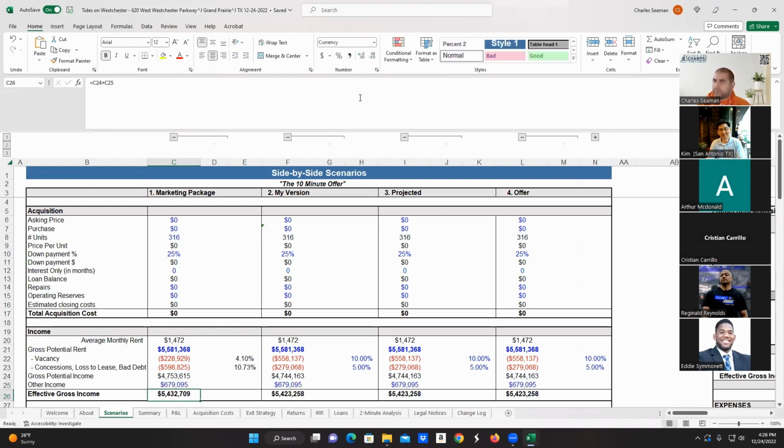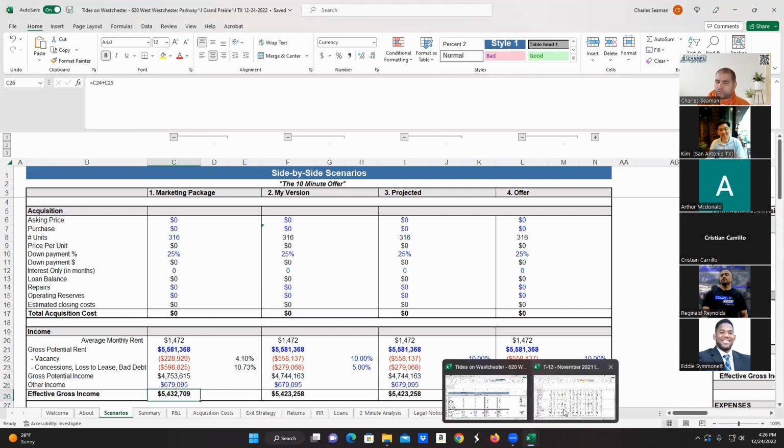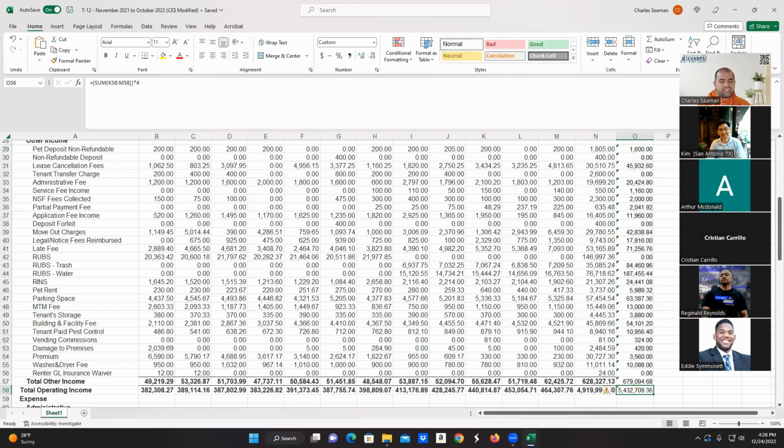Okay, so one thing we always want to do is make sure our numbers prove out. So for the effective gross income here, we have 5,432,709, and we have the same thing in the T12, so we're in good shape.